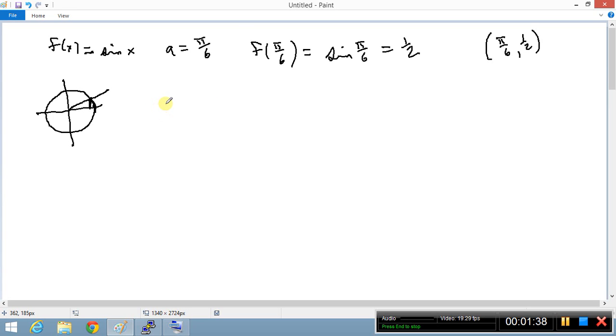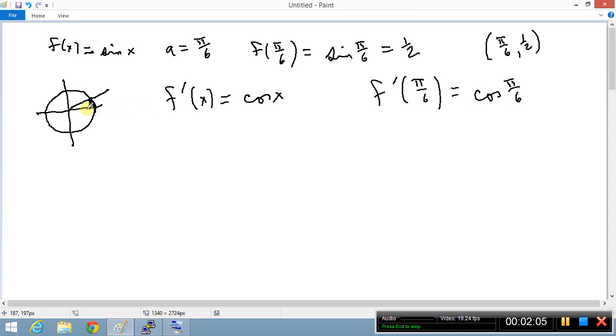Okay, so we need the slope to get the equation of the line. So the slope, of course, is the derivative, and the derivative at any point would be the cosine of x, because the derivative of sine is cosine. But we're not interested in the derivative at any point. We're interested in the derivative at the point pi over 6. So we put pi over 6 in here, and we say that's going to be what? Well, cosine of pi over 6.